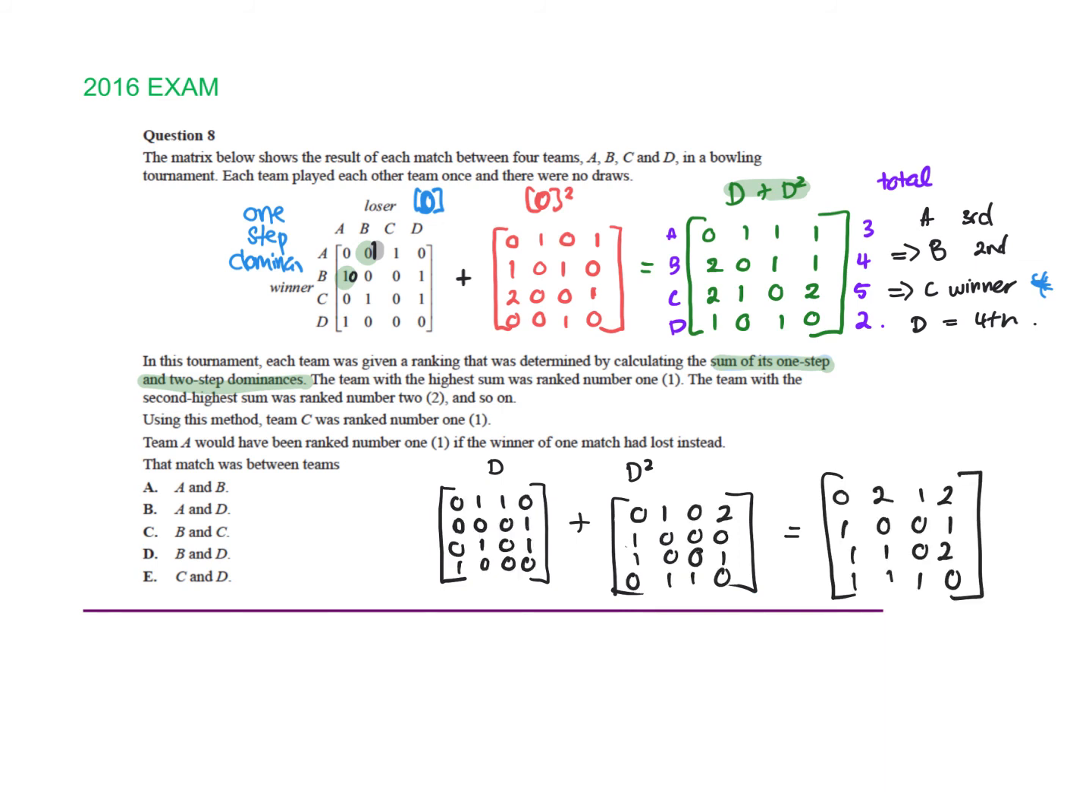Okay, so we've done that on the calculator. So we swapped this game, the A and B game, and then we've squared it again, the new one, and this is our total down here now. So we've got D plus D squared. So if you look at our total now, we've got A on 5, B on 2, C on 4, and D on 3. So by swapping one game, it makes A the winner. So the game we swapped was A and B.